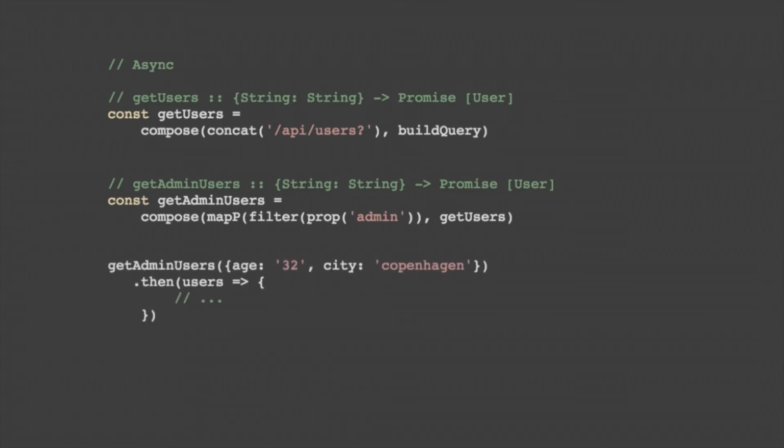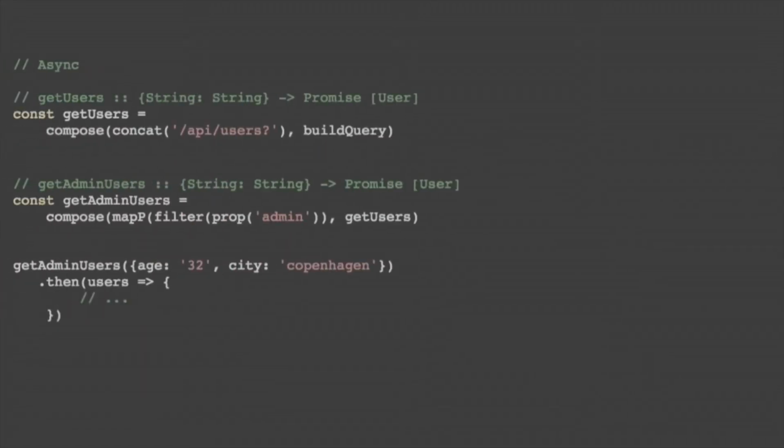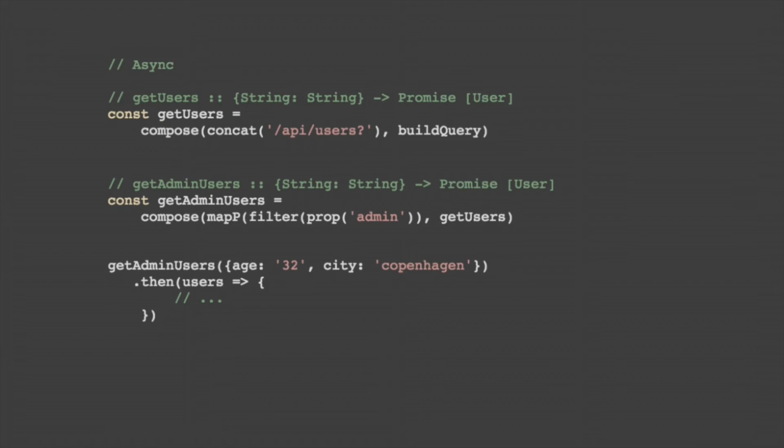So in this case, if we actually call it, we'll call it with something like that. We'll say get the users, and then we'll give it an object like who are 32 and live in the city Copenhagen. And then it'll get all the users. It'll then filter by the ones that have admin true and return only that list back. Almost all of these functions are one line. They're very compact and easy to read.